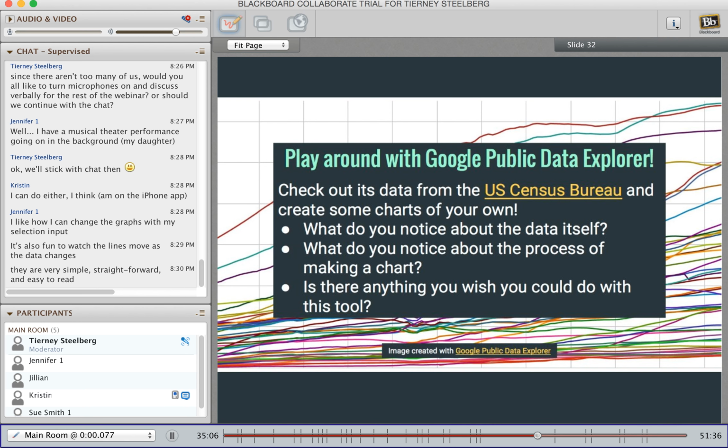All right, Jennifer says, I like how I can change the graph with my selection input. It's also fun to watch the lines move as the data changes. They're very simple, straightforward, and easy to read. All very great, good points. It was fun to watch the browser change as the new lines appeared and things adjusted.